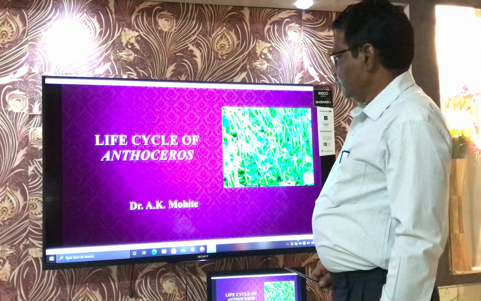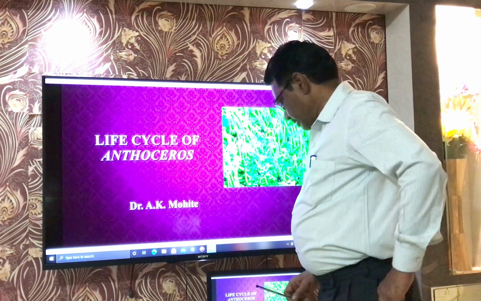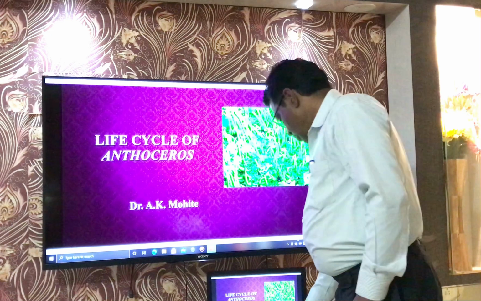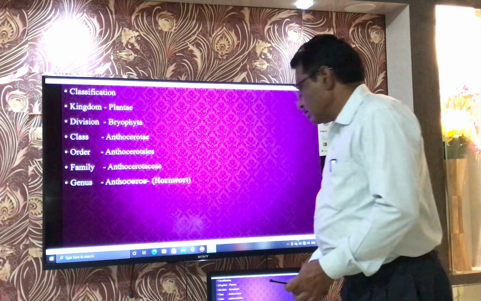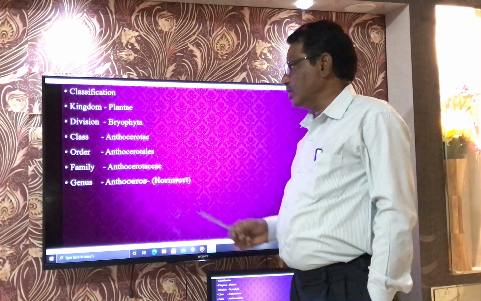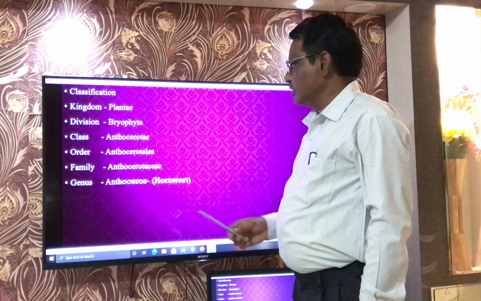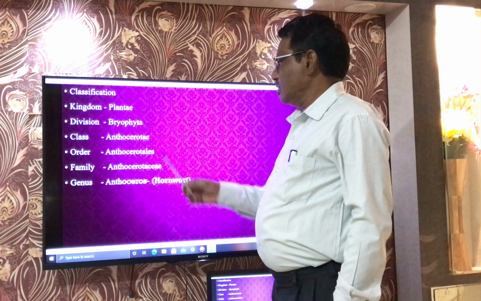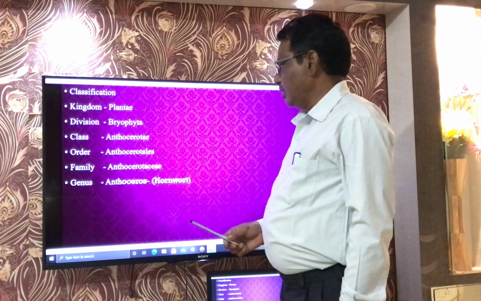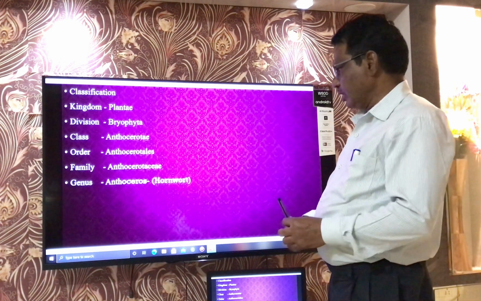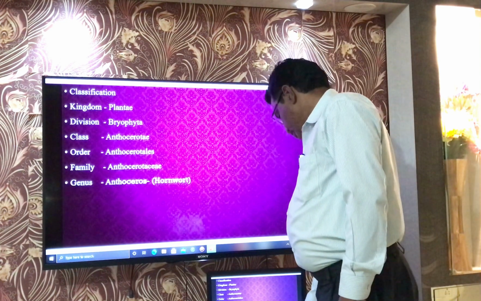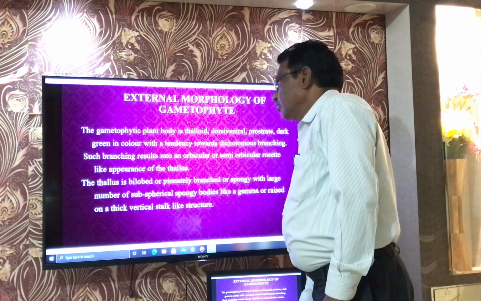Friends, now we are going to study the life cycle of Anthoceros, which is a bryophytic member commonly called hornwort. Systematic position or classification of this Anthoceros: it belongs to kingdom Plantae because it is autotrophic and stationary. Division Bryophyta, then class Anthocerote, order Anthocerotales, family Anthocerotaceae, and genus Anthoceros, which is commonly known as hornwort.